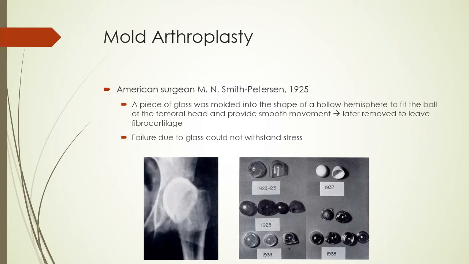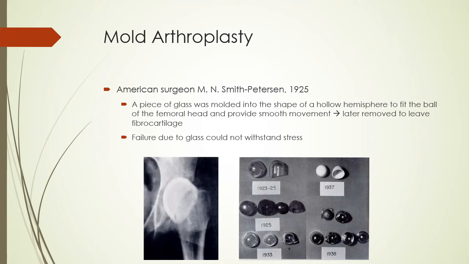In 1925, Dr. Smith-Petersen proposed the concept of mold arthroplasty. The approach was to use a molded cup, originally glass but later metal as well, placed between the acetabulum and the femoral head, temporarily providing a smooth surface for joint motion. Later, the cup was removed, leaving a grown fibrocartilage layer, such that the hip was considered healed.